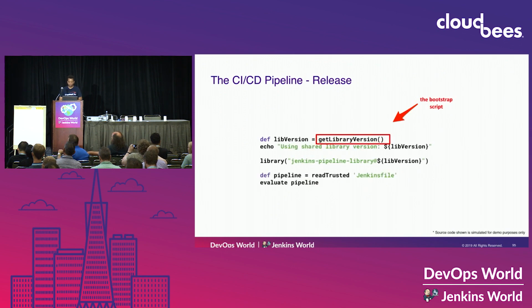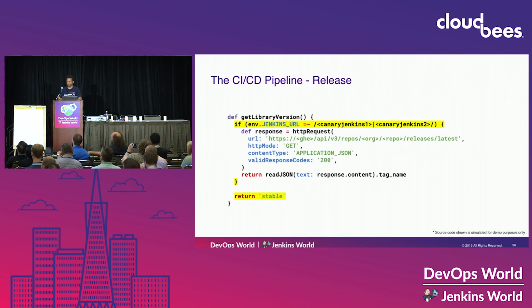All right, so coming back to our Bootstrap script, we now have a way of getting the stable version. We make a slight tweak to our code that says, hey, if the Jenkins URL contains our Canary Jenkins instance, then we'll use the latest tag. Otherwise, we'll use the stable. So pretty straightforward implementation here.